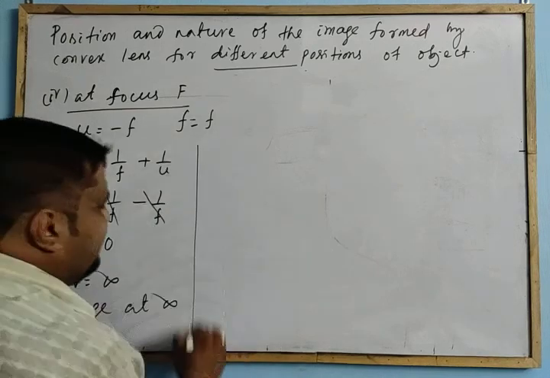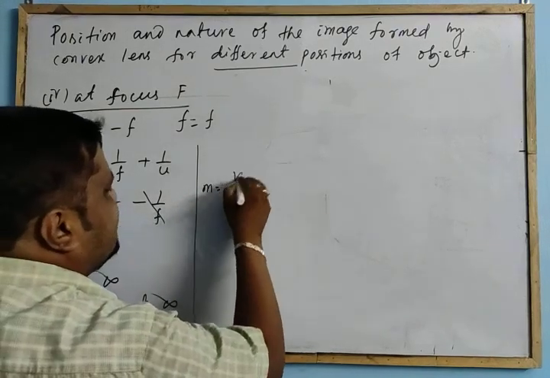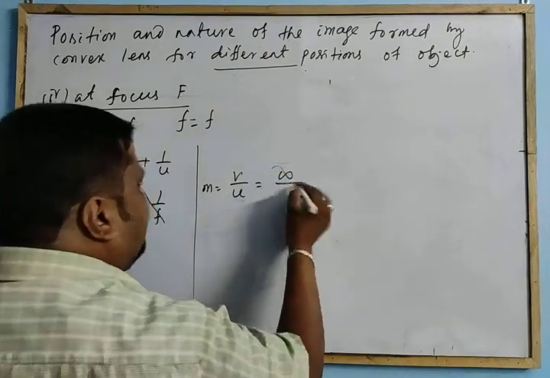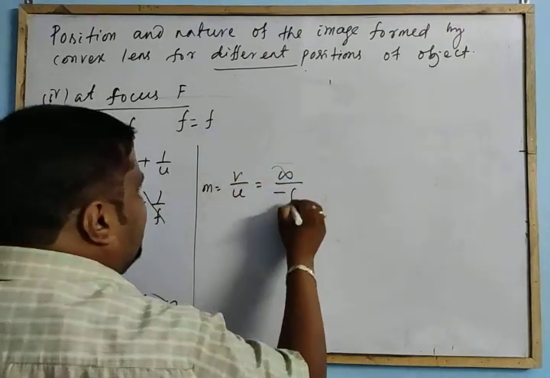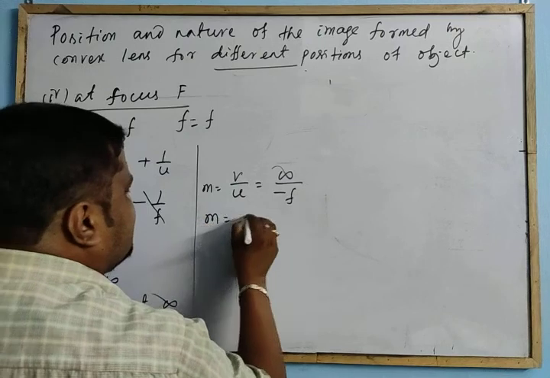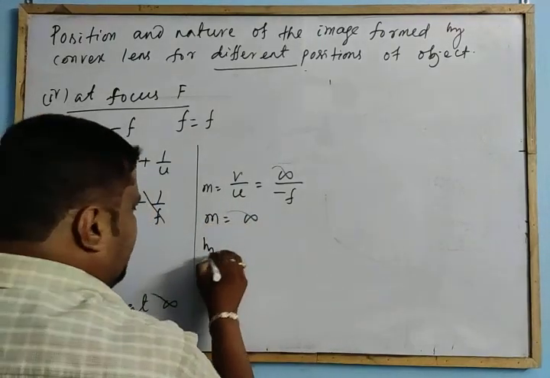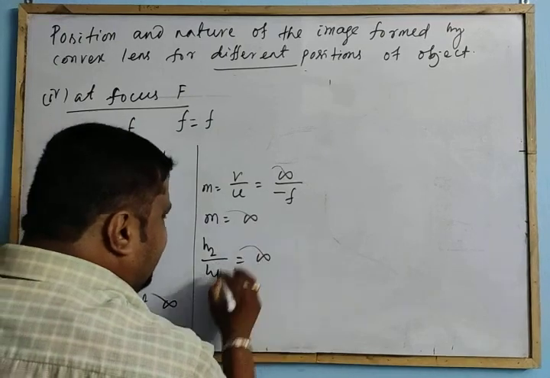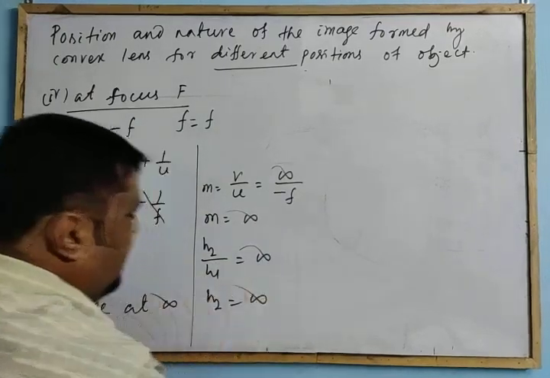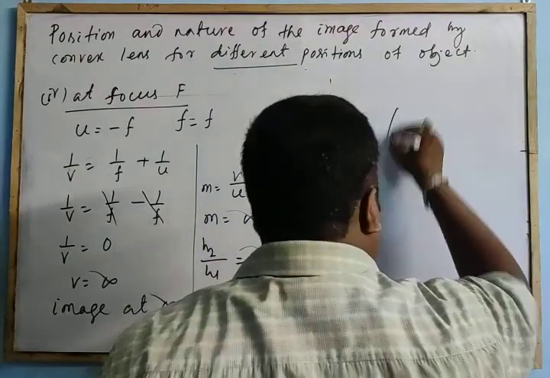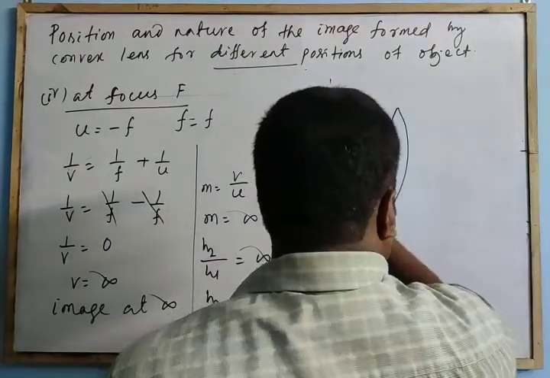Clear? So if you go for magnification, m is equal to v by u. So v is equal to infinity divided by u, which is minus f. Infinity by something is infinity. Means h2 by h1 is equal to infinity. So h2 is equal to infinity. Clear? Then you will get the lens is like this.